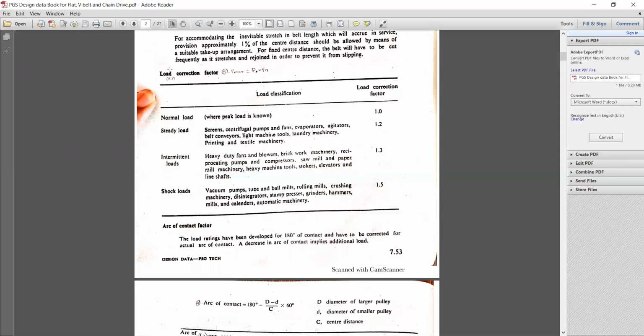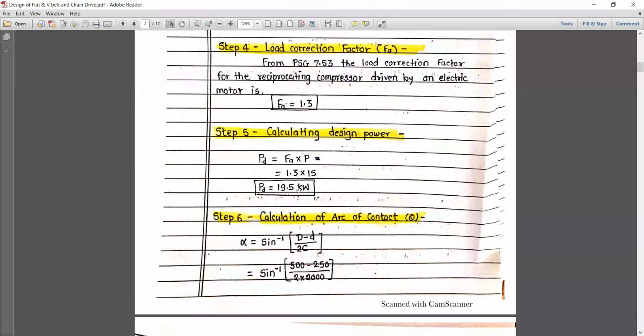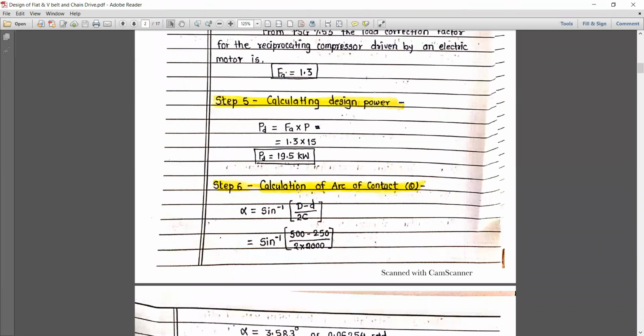Look here, the load correction factor is shown. Based on our application, a reciprocating pump or compressor type, this is an intermediate load, and the value of the correction factor is 1.3. Calculating the design power: correction factor into the given power. So 1.3 multiplied by 15 gives 19.5 kilowatt.